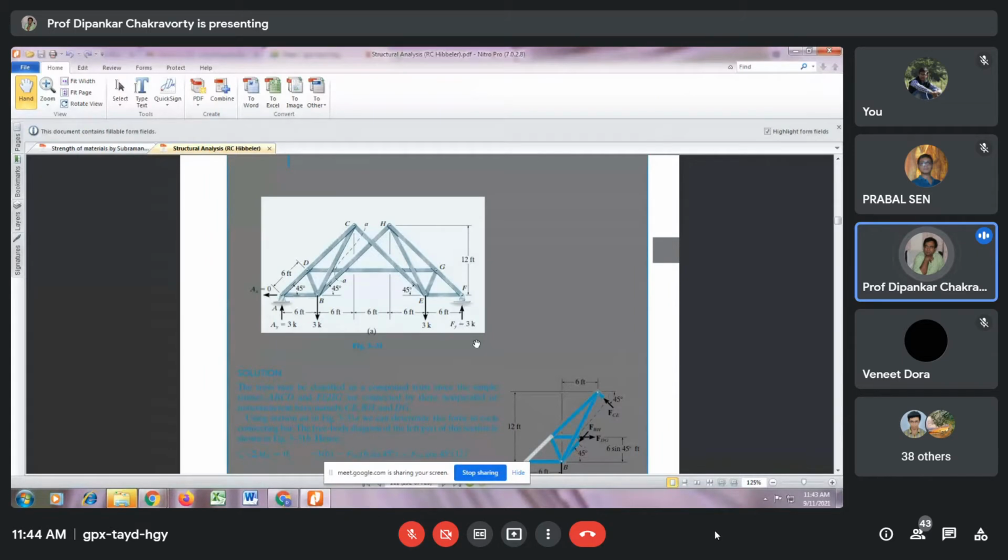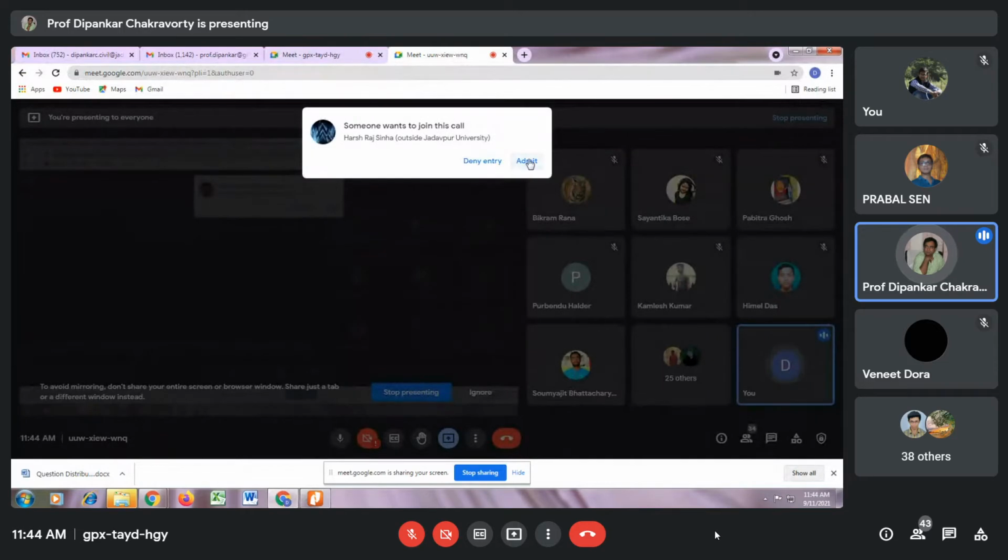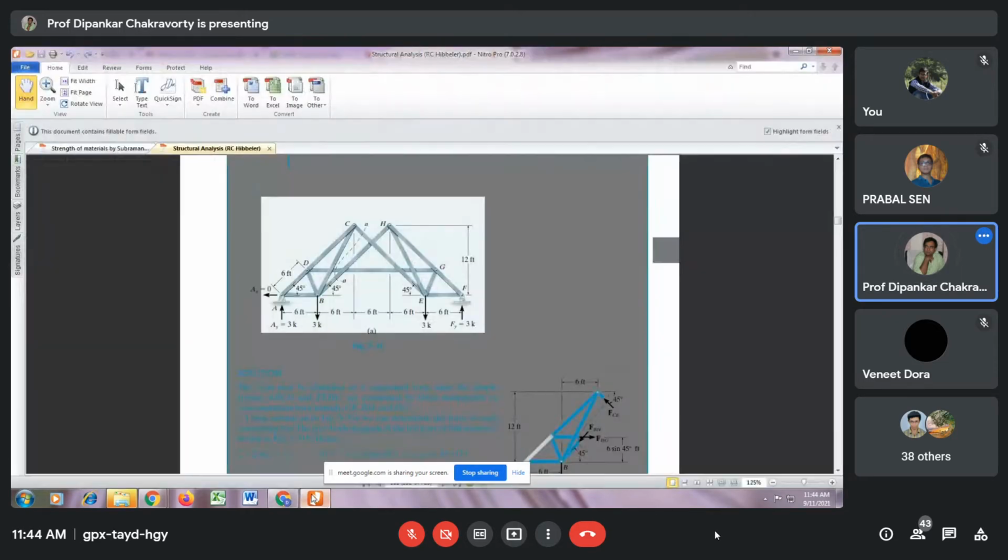But when you consider the structure as a whole, you get three equations of equilibrium: summation Fx = 0, summation Fy = 0, and summation moment = 0. But at a particular joint, the moment equation becomes redundant, because all the forces which pass through a joint are concurrent forces, and therefore there is no chance of developing any couple or moment.